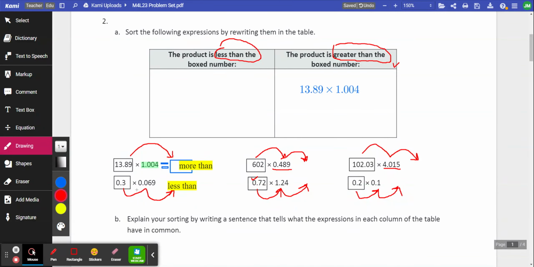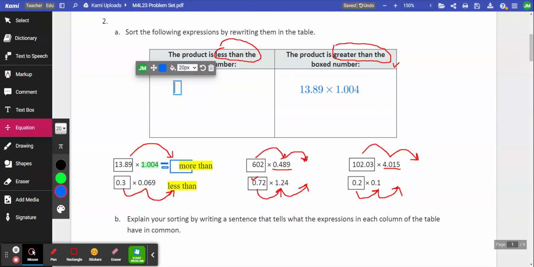So 0.3 times that number is going to go on the left side. Actually, let me do a few. 0.3 times 0.69, which will be 69 thousandths right there. That's the place for that number.